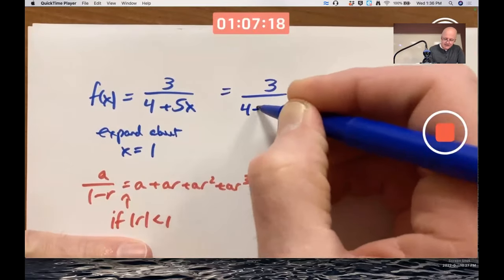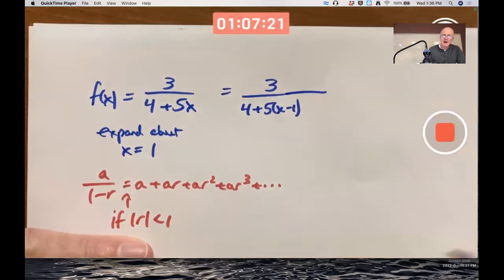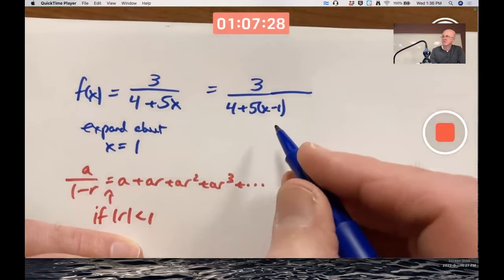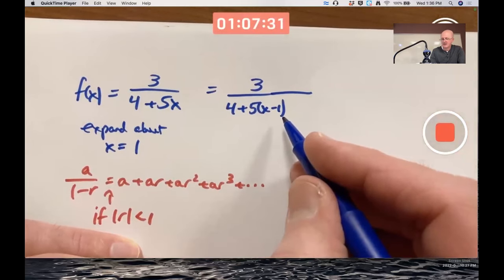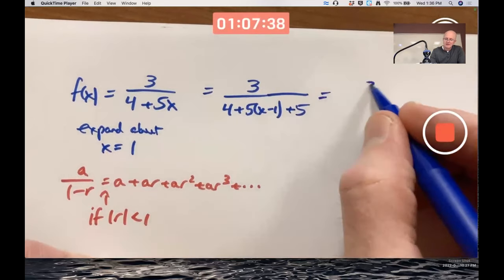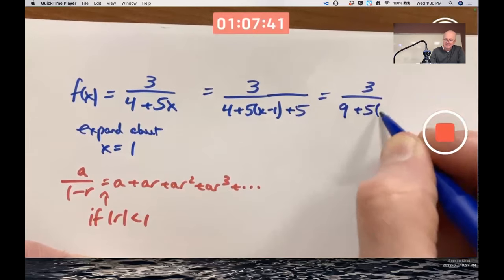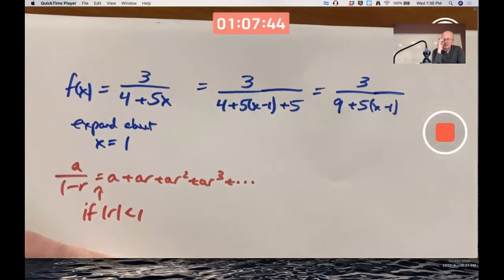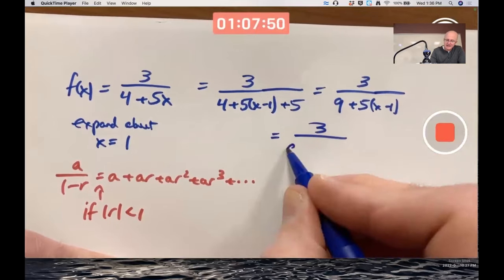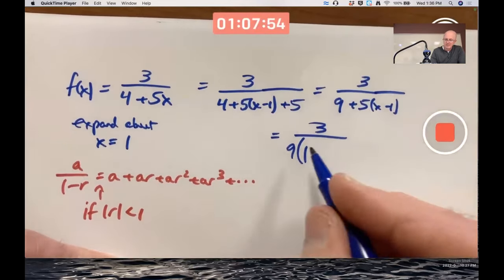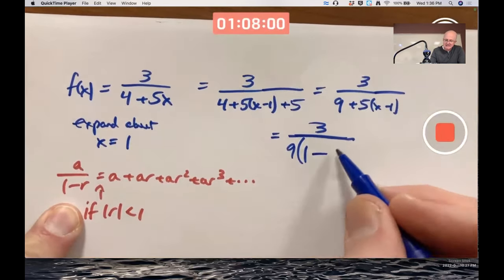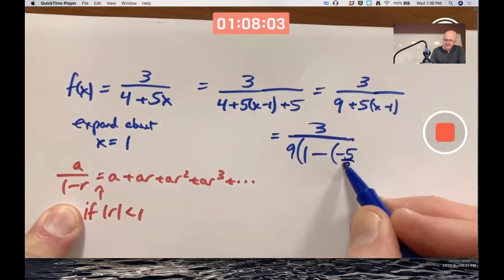First thing to do is to replace x with x minus 1. But you can't stop there because that would be wrong. By replacing x with x minus 1, I really subtracted 5 from the bottom of the fraction, so I have to compensate by adding 5. 4 plus 5 is 9. Now I'm in a similar situation as before. I want a 1 there instead of a 9. So factor out the 9 like this. Because of this, I also want a minus sign instead of a plus sign: minus negative 5/9 times x minus 1.